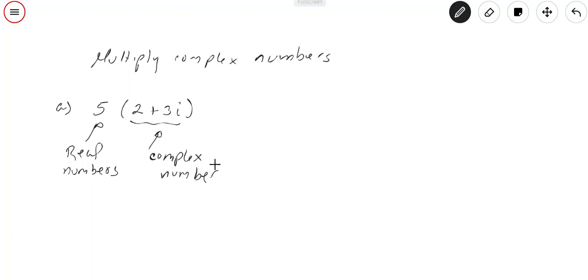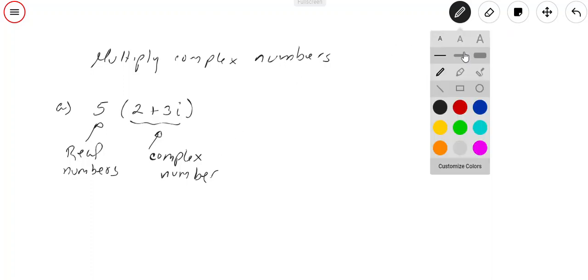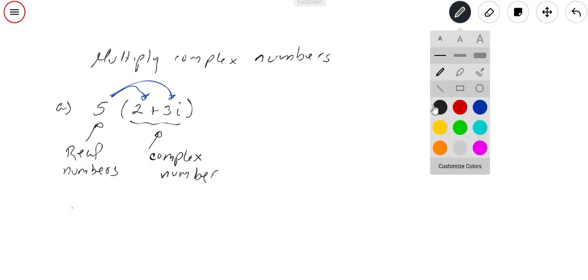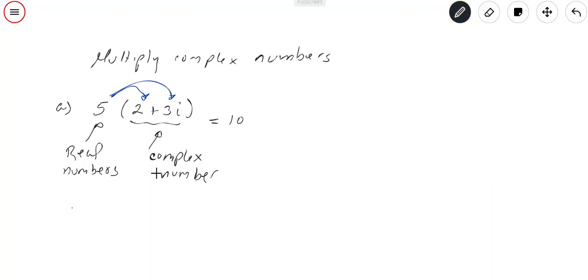So when you multiply a real number times a complex number, you will, of course, FOIL. So you will just multiply using the distributive property. So you say 5 times 2 and 5 times 3i. In multiplication, I multiply real with real, real with imaginary, imaginary with imaginary, and that is not a big deal. So 5 times 2 is 10. 5 times 3i would be 15i. So the multiplication of 5 times 2 plus 3i would be 10 plus 15i.